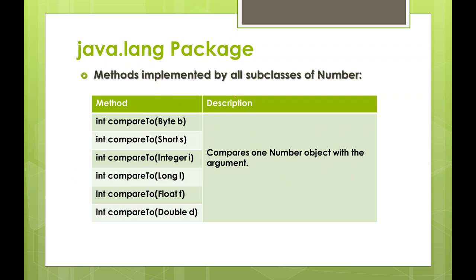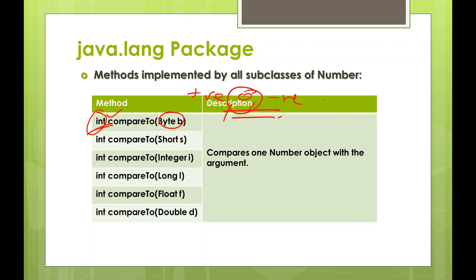So apart from that, we have compareTo methods, which compare two Number objects, the argument and the one which is invoking. And we have seen multiple times how compareTo works: positive number, zero, and negative number. Based on that, we can conclude whether the invoking object is greater than the argument that is passed to the method. And if both are equal, the result will be zero.